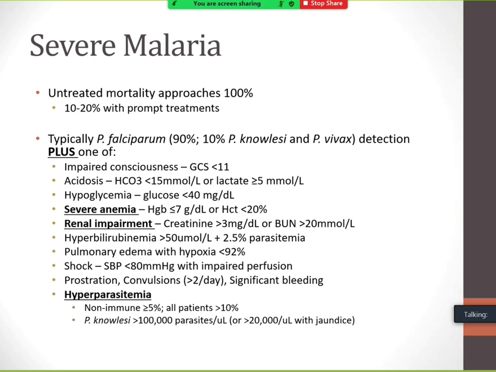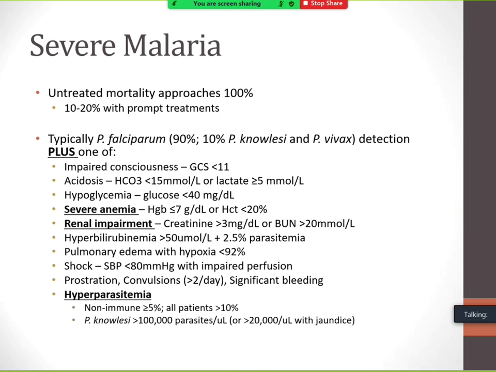Anytime you get a question or a patient like this, you're going to go back to the criteria for severe malaria because there's so many of them. I did try to highlight the ones that you just kind of need to know. If their hemoglobin is less than 7, if their creatinine's over 3, if they've got over 10% parasitemia, and they lower that for people who are non-immune, so not necessarily living all their life in endemic areas. Those are the ones I think the boards are going to ask the most questions about.